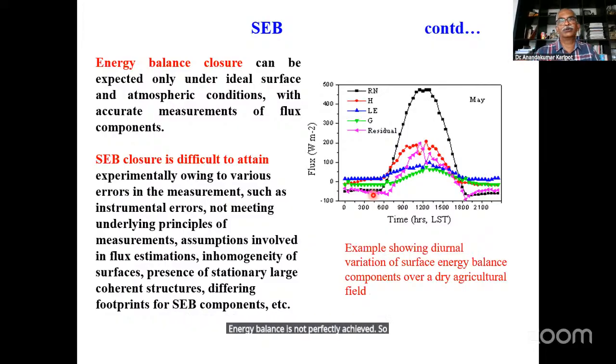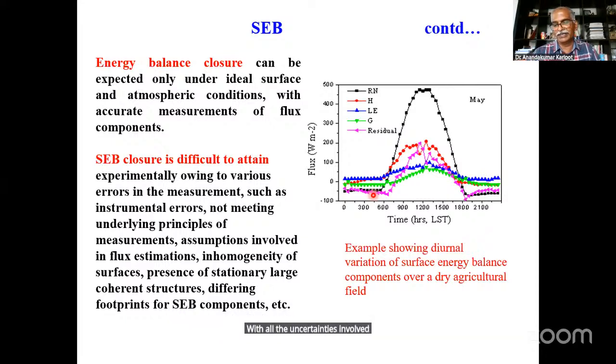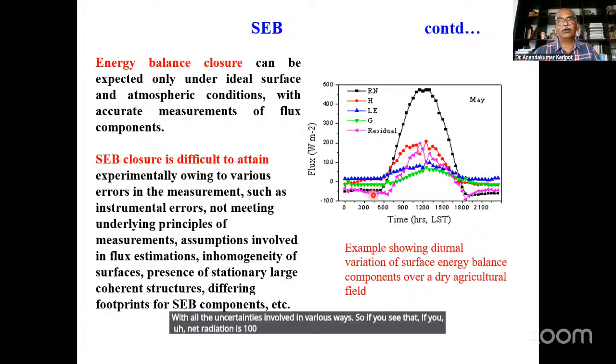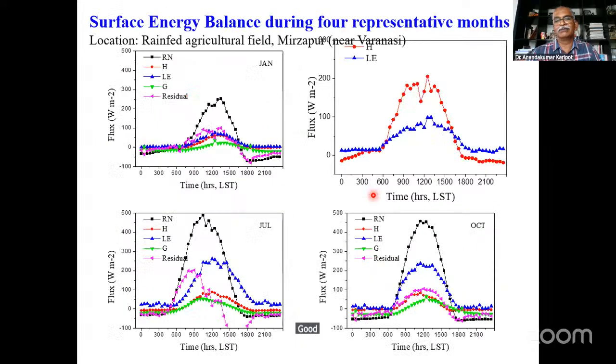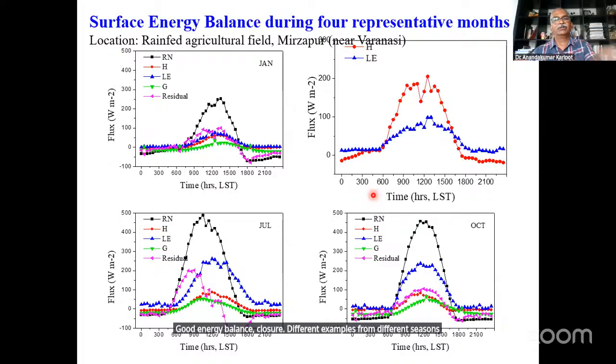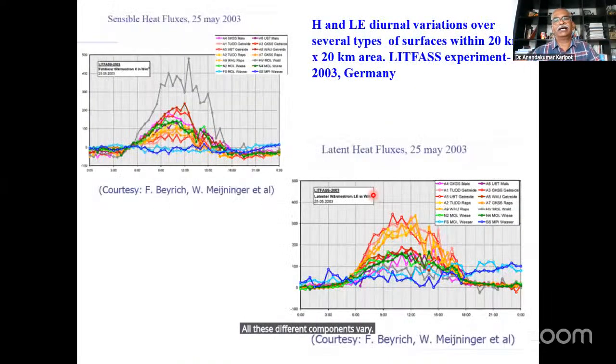So if you achieve close to 80-85%, that is considered as good, with all the uncertainties involved in various ways. If net radiation is 100 and all the others together are say 80-85 watts per meter square, it is considered as a good energy balance closure. Different examples from different seasons are shown here, just to show that all these different components vary with time. And I will stop with this.